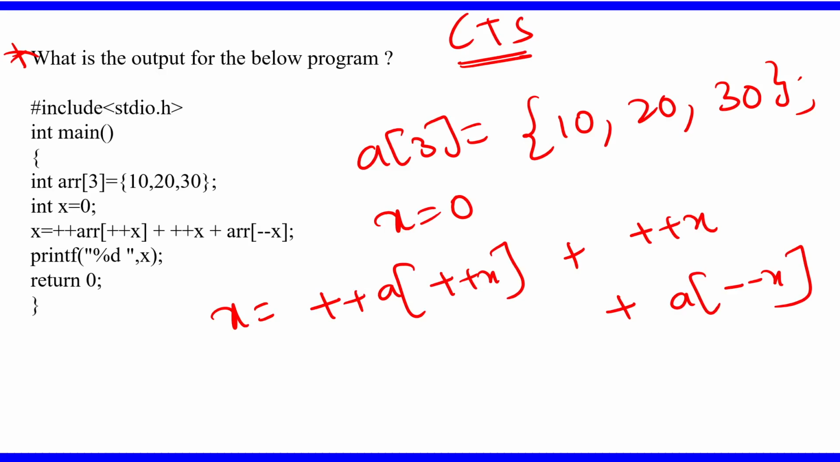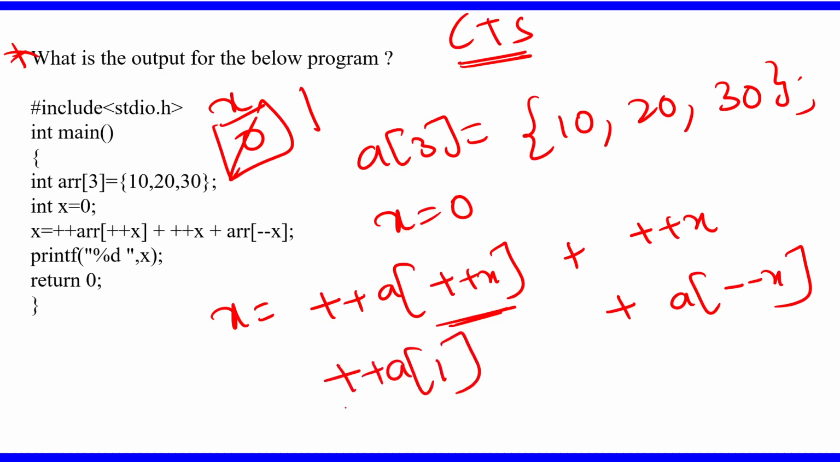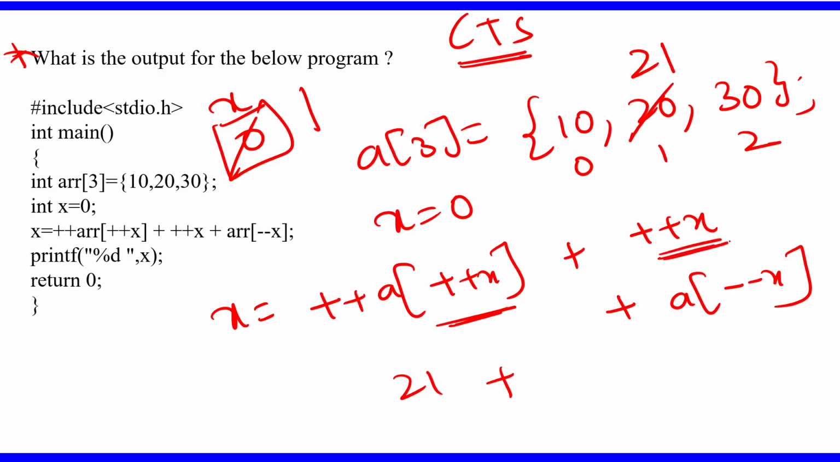Okay, let's see the answer. I think one of them answered it true. See, again, indexing has more priority. So plus plus x, in memory x is 0, initially it becomes 1. So the statement is plus plus a of 1. So this is pre-increment of a of 1. What is a of 1? 0, 1, 2. So a of 1 is 20. So plus plus means this becomes 21 in the memory. So this value is 21 plus plus plus x. x is already 1, this becomes 2 now.